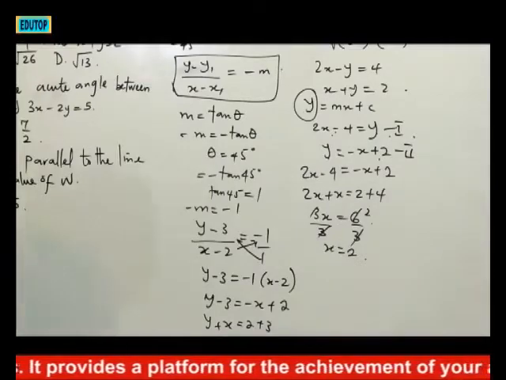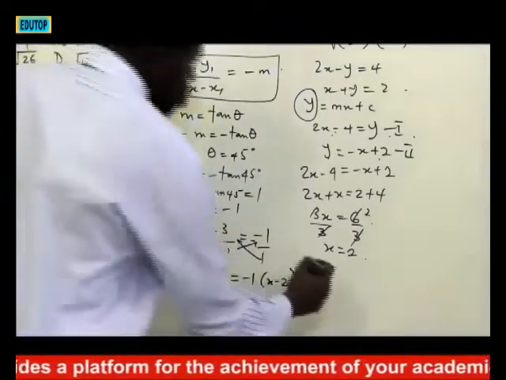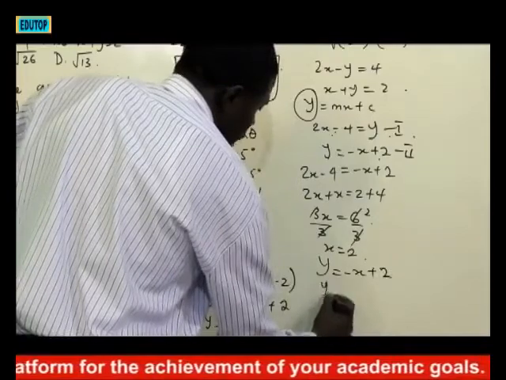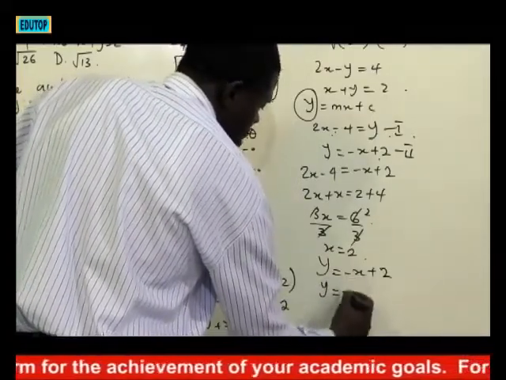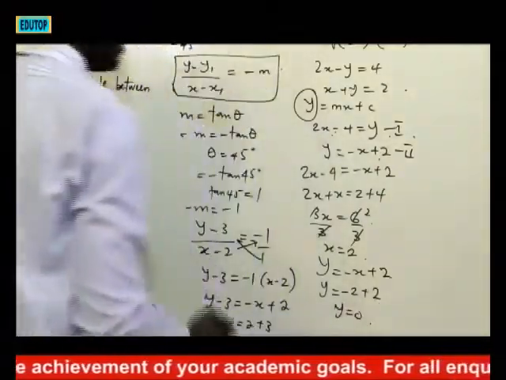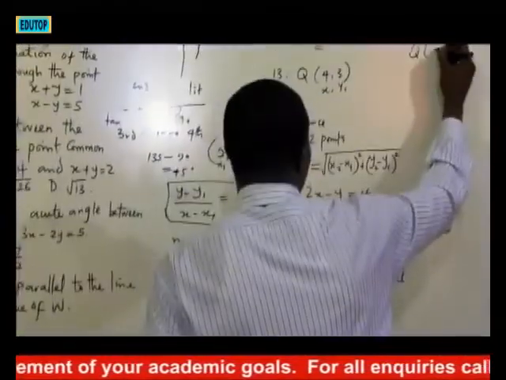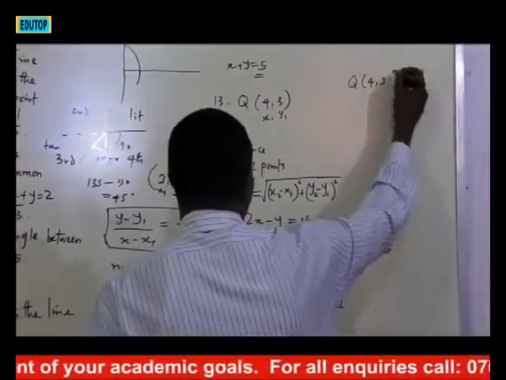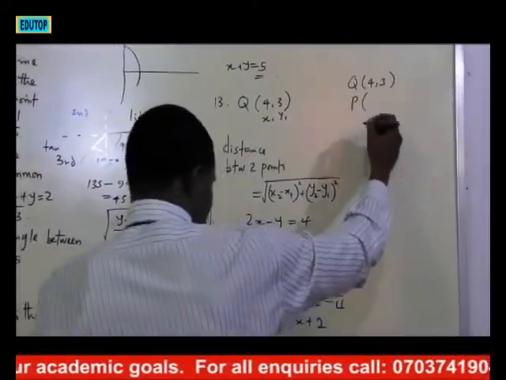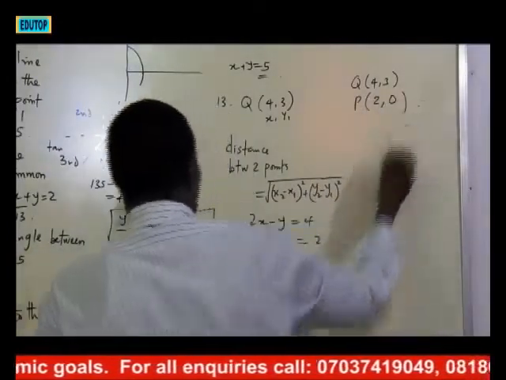So I've been able to get point x. Now, point y. I can use any one of the 2 equations. For convenience, let me use equation 2, which gives y equals minus x plus 2. Then x is 2, so y equals minus 2 plus 2, which is 0. So I've gotten the second coordinate. This one is already Q (4, 3). Then I can call the second coordinate, let's say P, which will be (2, 0).